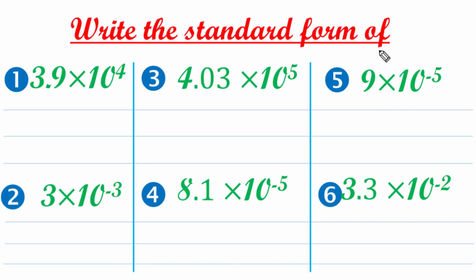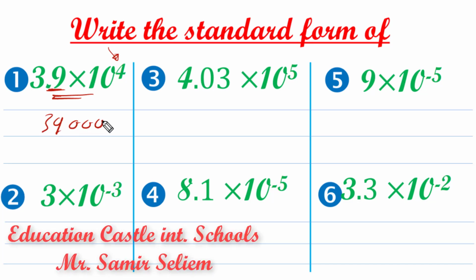Next, to write the standard form, we have the scientific notation 3.9 times 10 raised to the power 4. The power is positive. Now move the decimal point to the right 4 decimal places. We have just one decimal place. You have to insert the triple zeros. Now we get 39 and we have 1, 2, 3.